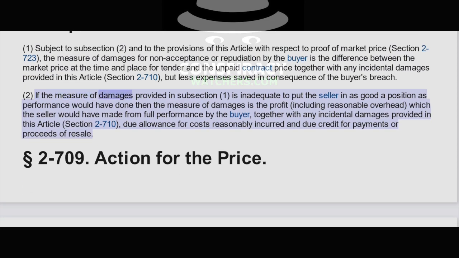If the measure of damages provided in subsection is inadequate to put the seller in as good a position as performance would have done, then the measure of damages is the profit which the seller would have made from full performance by the buyer, together with any incidental damages provided in this article, due allowance for costs reasonably incurred, and due credit for payments or proceeds of resale.